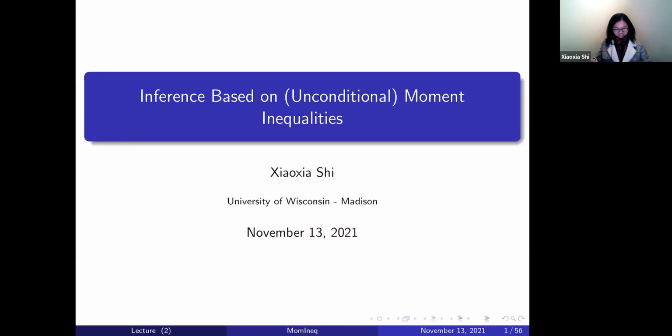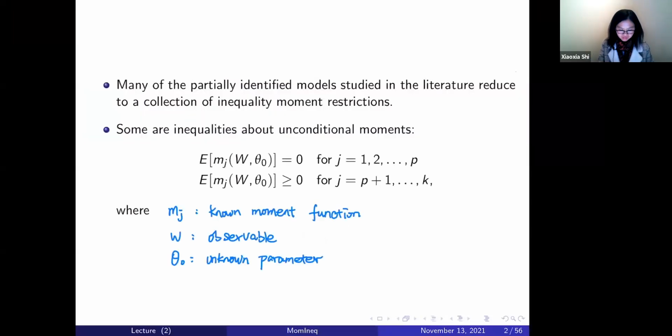All right, so this part will be about inference for a particular type of partially identified models, which is the unconditional moment inequality models. Many of the partially identified models studied in the literature reduce to a collection of inequality moment restrictions, some inequality restrictions on certain moments. Some of these inequalities are about unconditional moments. That is, there is a finite number of moment conditions required here.